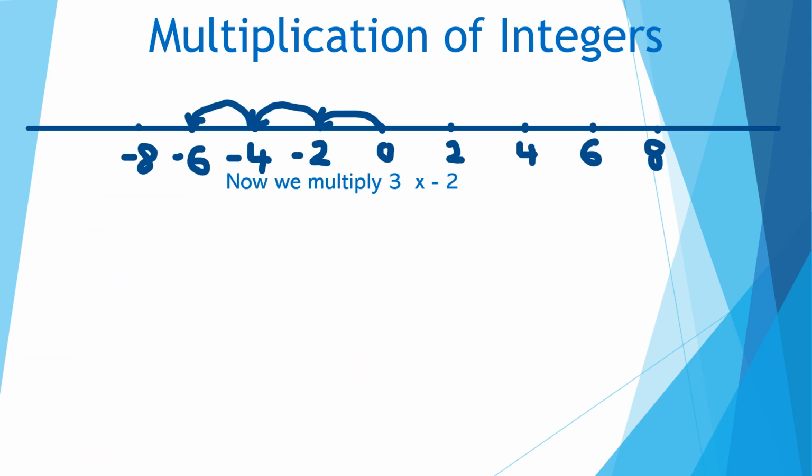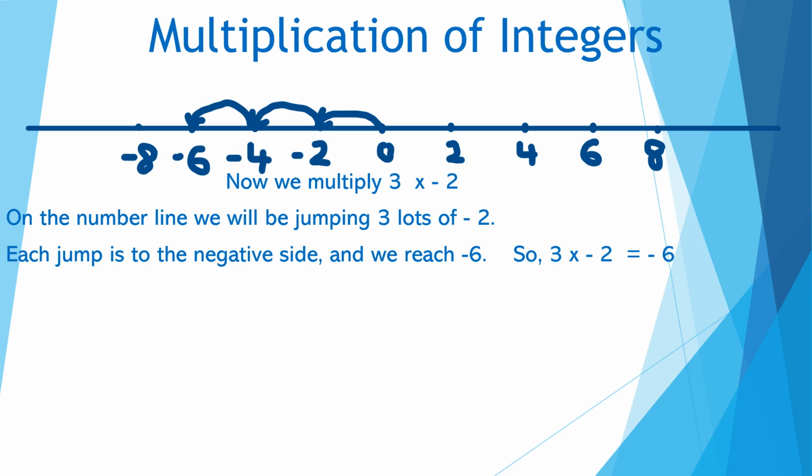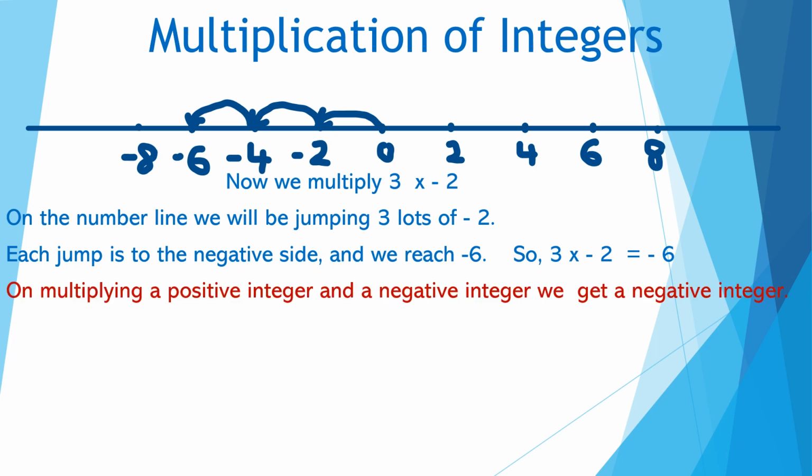Now we multiply 3 into minus 2. On the number line, we will be jumping 3 lots of negative 2. Each jump is to the negative side and we reach minus 6. So 3 multiplied by negative 2 is equal to minus 6. On multiplying a positive integer and a negative integer, we get a negative integer.